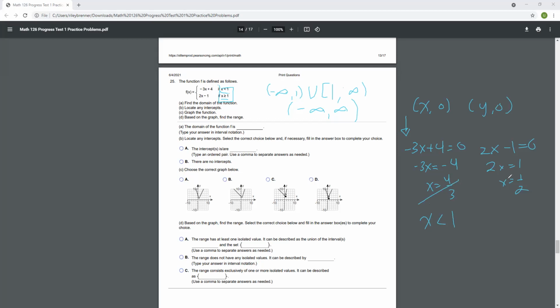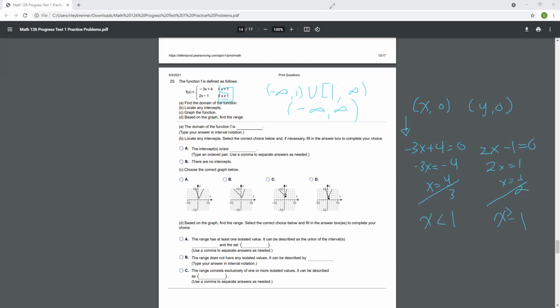Then I'm going to do the same thing here. This function is relegated by x has to be greater than or equal to 1. Is 1/2 greater than 1? No. So this possible x-intercept doesn't actually exist on our graph either. That's kind of how I work through the x-intercept ones. I find it to be the easiest way.